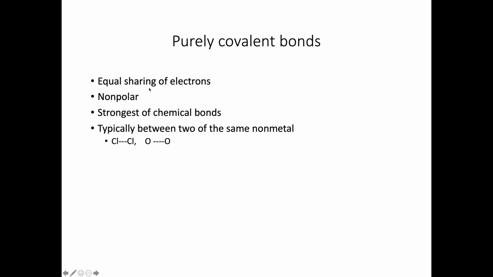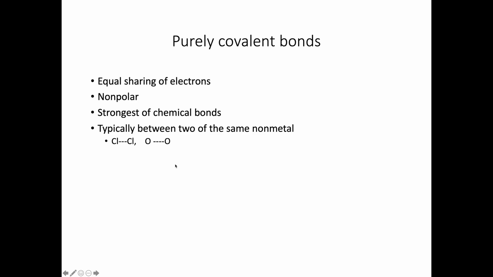Purely covalent bonds are sharing of electrons. So if you look at something like chlorine, chlorine has 7 electrons and just wants 1 more. And it sees that the other chlorine has an electron, so it grabs on. You can't share something if you don't want it, so you can only share electrons in nonmetals. Okay, they're the strongest, so they're typically between 2 of the same. So chlorine, chlorine, oxygen, oxygen.